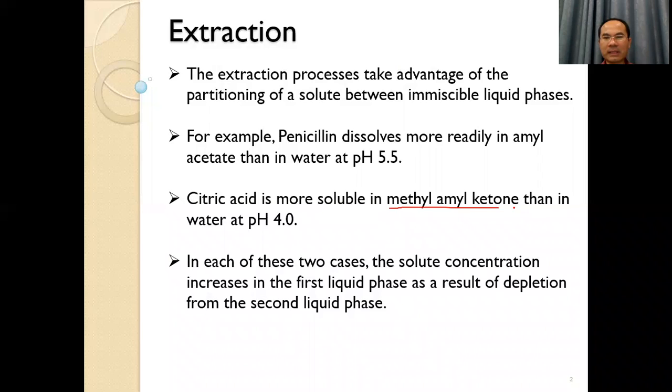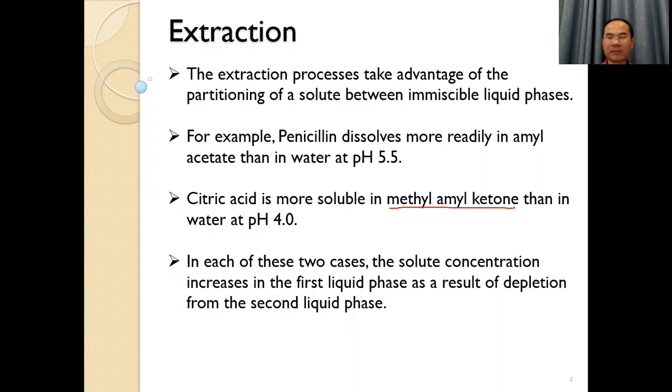Initially, we have a mixture of citric acid in water, in the process of citric acid production, where it is produced by fermentation. After the fermentation reaction, we get a mixture. After we separate the solids, we get the liquid phase. In the liquid phase, we have mostly water and also the desired product, citric acid, mixed with water. We would like to separate the citric acid. In the case of extraction, we can choose methyl amyl ketone.